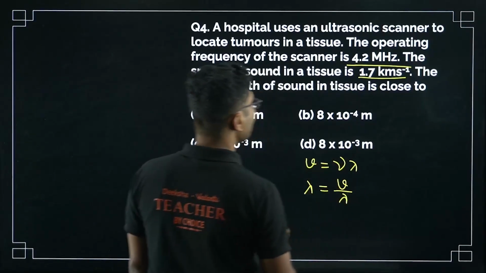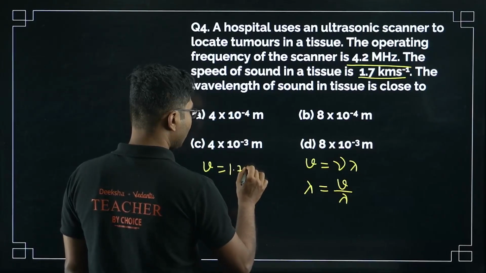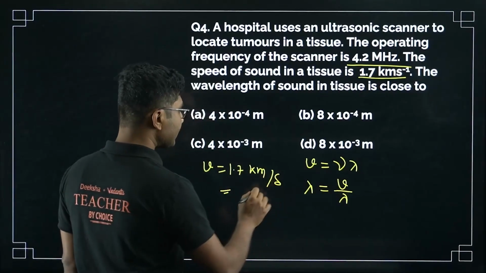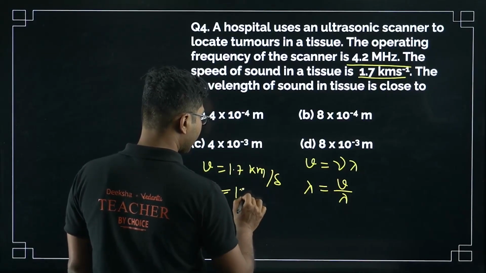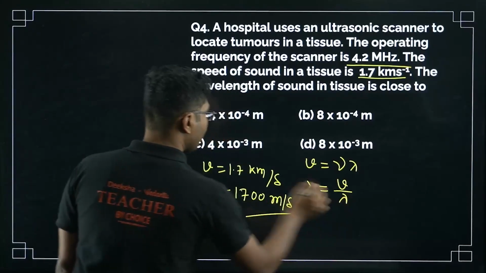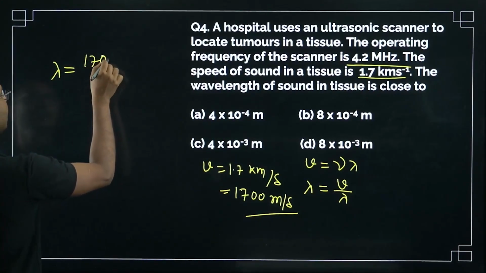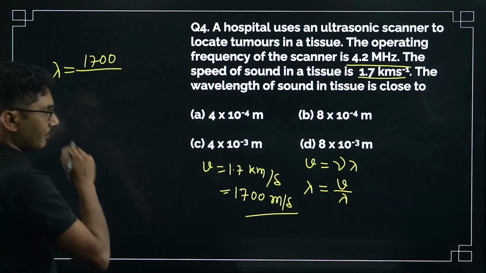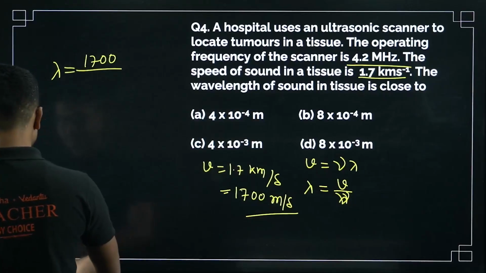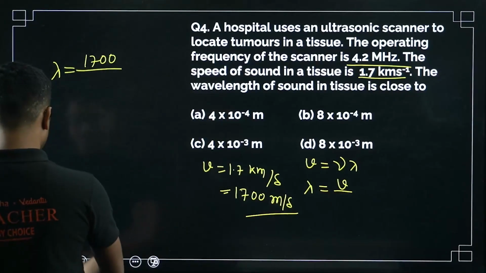Now what is v over here? v is 1.7 kilometer per second. Fortunately it is given per second, but kilometers we have to convert into meters, so 1700 meter per second. Now put the values over here. So lambda equals 1700 divided by frequency. Frequency is 4.2 megahertz, right?